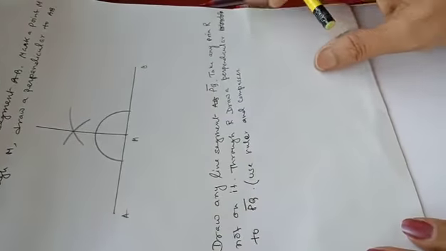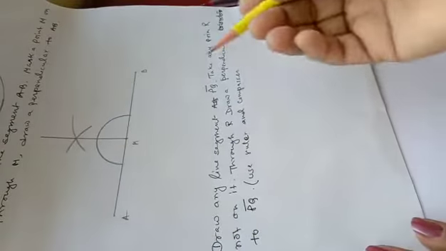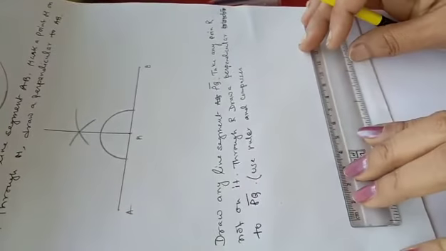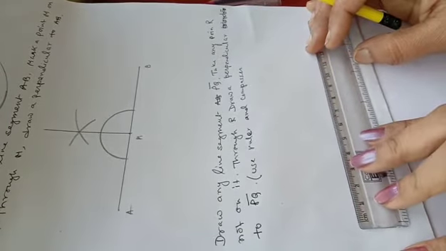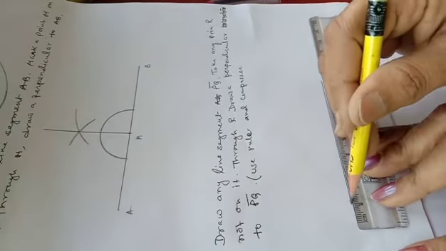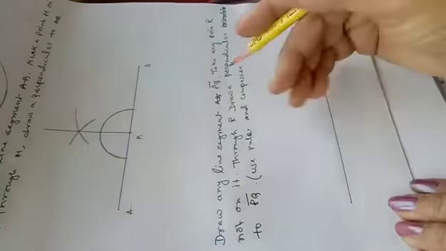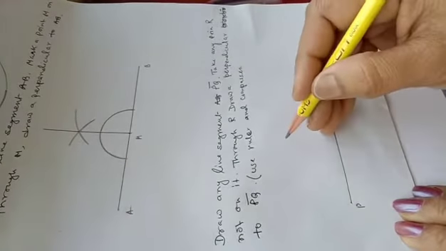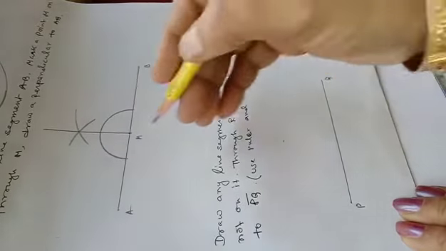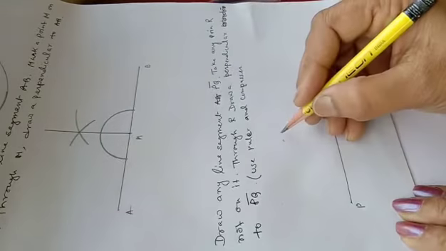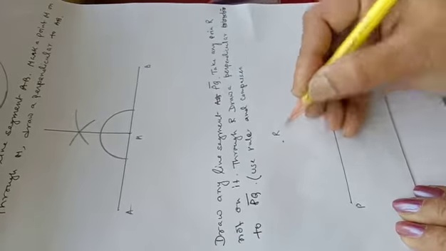Now the next question is to draw any line segment, just the opposite of it. You also have to draw the perpendicular on this line again, but here the point is not on the line. Here the point is outside the line. Again you have taken one line segment. Here it is given PQ, so I am taking PQ and a point R. Previously it was on the line, now it is outside the line. Say the point is R.